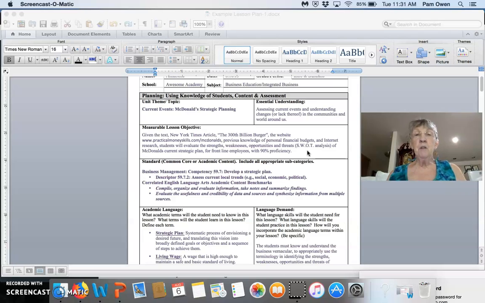So as an evaluator of the lesson plan, I'm going to then go look at the assessment part. So, okay, the teacher wants 90% proficiency, and she's going to be evaluating this SWOT analysis. Can my students do a SWOT analysis to a 90% proficiency?